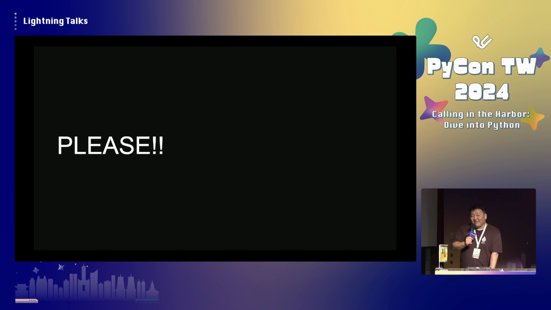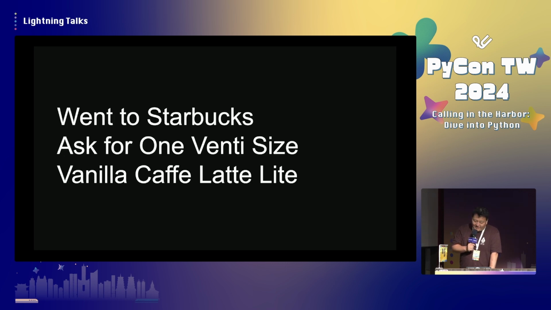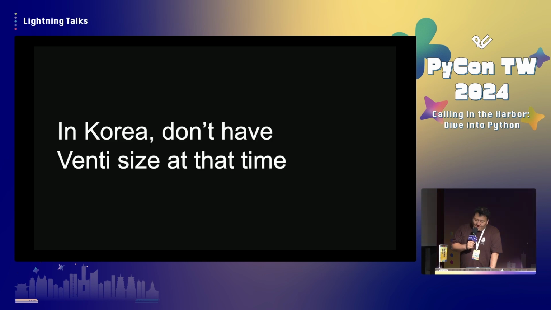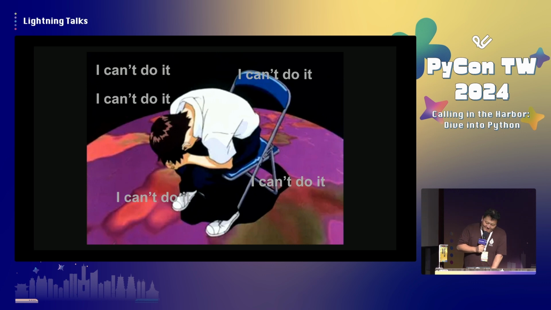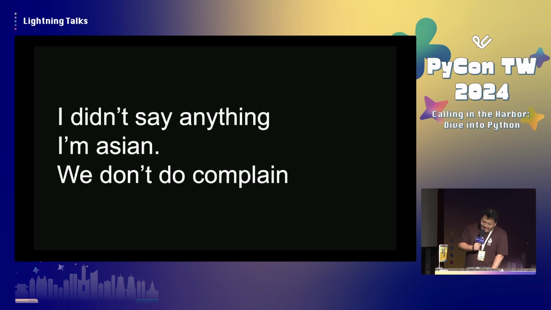Please, please. I visited New York in 2007, my first time. I went to Starbucks and asked for a venti-size vanilla latte. In Korea, we didn't have the venti size at the time. I prepared 30 times to order in English, my first time. But I got two venti-size lattes. I didn't say anything. I'm Asian. We don't complain.